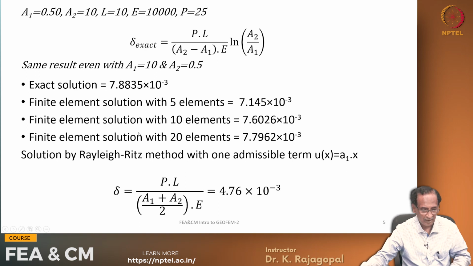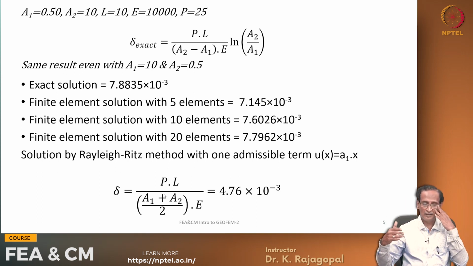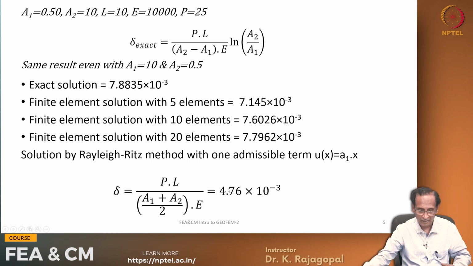solution. And just for comparison purposes, I have given you the solution with the Rayleigh-Ritz method by considering only one admissible term, u of x is a1 x, and the solution is like this. The average area, (A1 plus A2) by 2, is considered in your delta equals PL by AE equation, and that is way different from the exact solution.